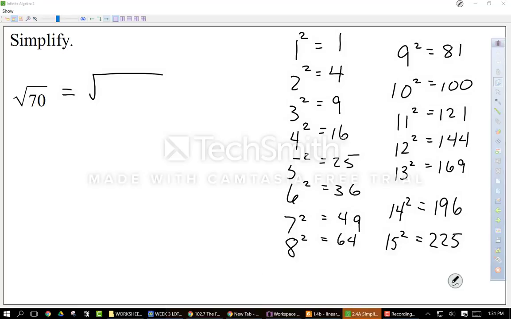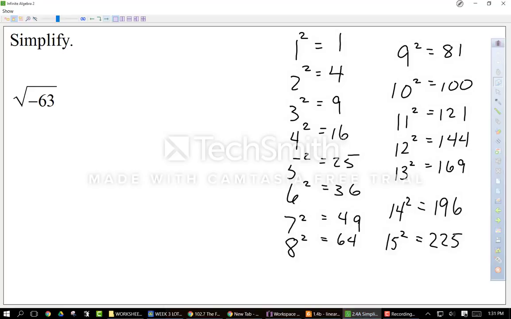So, because I don't have a perfect square in the square root of 70, my answer is just the square root of 70. If I can't simplify it, then the answer is just what's left inside. So 70 cannot be reduced, so the square root of 70 is my answer.